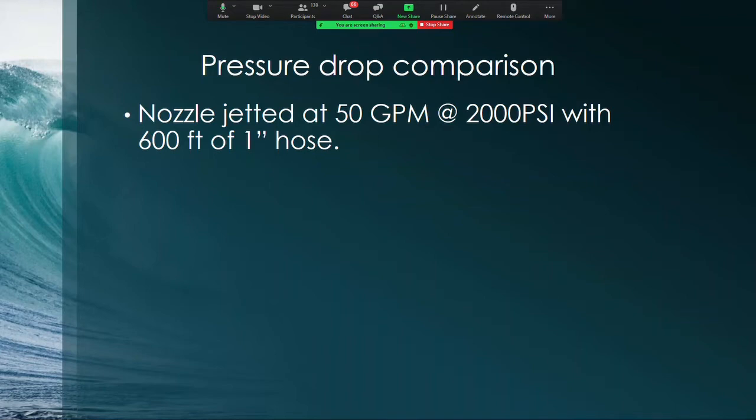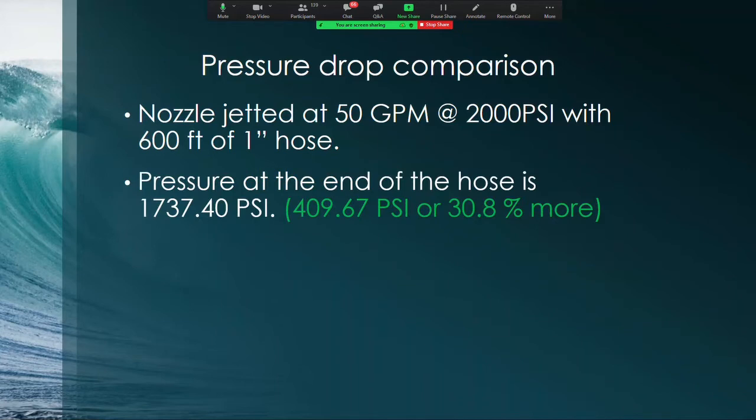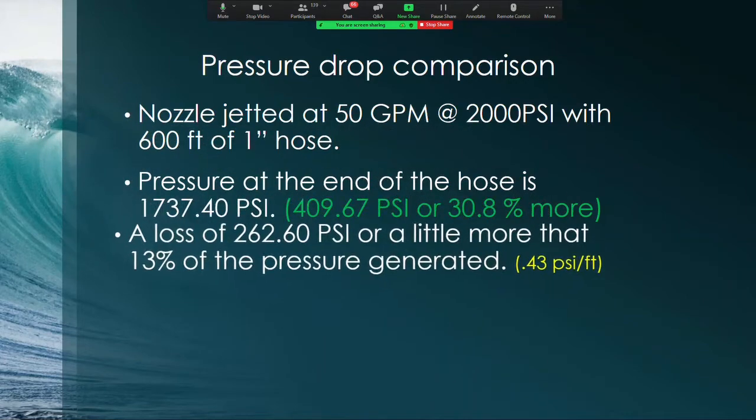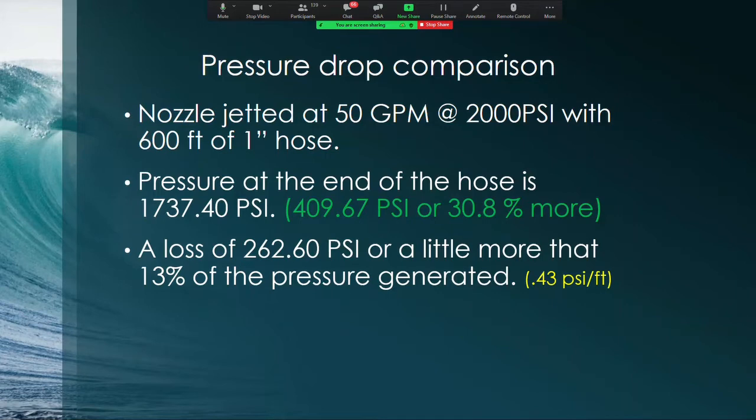Here's a nozzle, same configuration, same truck. I've just changed the jetting in the nozzle, and I've taken the flow to 50 gallons instead of 60. Same 2,000 psi, 600 feet of 1-inch hose. Pressure at the end of the hose has risen again by a little over 100 psi. I'm at 1737 at the end of the hose, and I have a pressure loss of 262, 0.43 psi per linear foot.